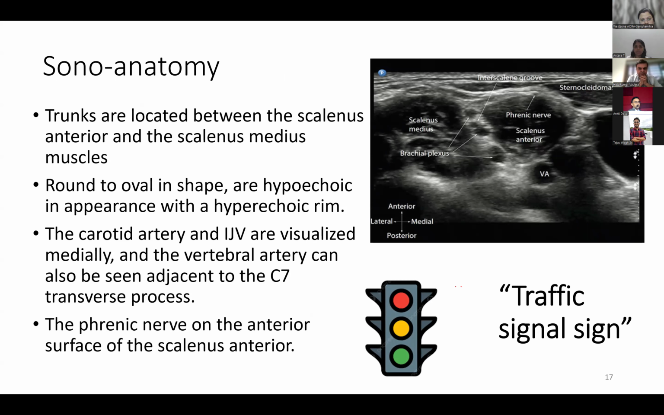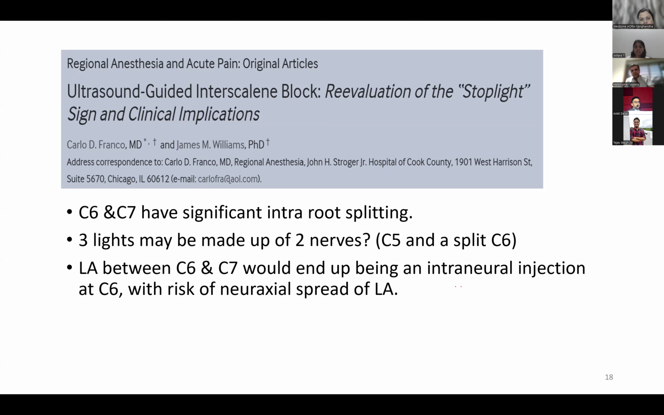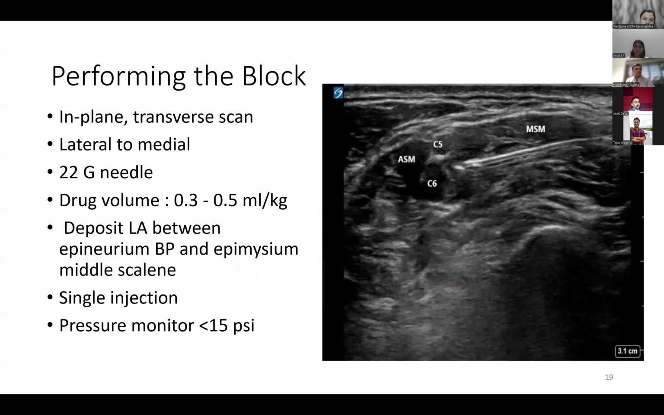This was a study done by Franco et al., which showed that C6 and C7 have significant intraroot splitting. So the three lights may actually be made up of just two nerves, which are C5 and a split C6 nerve root. So if we inject local anesthetic between what we assume is C6 and C7, it would actually end up being an intraneural injection at C6, with risk of neuraxial spread of local anesthetic.